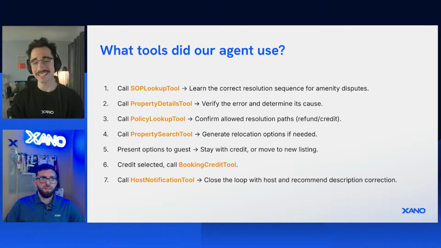We then have that property details tool, where it needs to confirm that the description, both English or French, that there is a mistranslation. And so that's exactly what it's done. It's returned the details of that property. Based off of what it found, in this case, a mistranslation, it's then going to look up that policy. What can we actually do to remedy this situation?